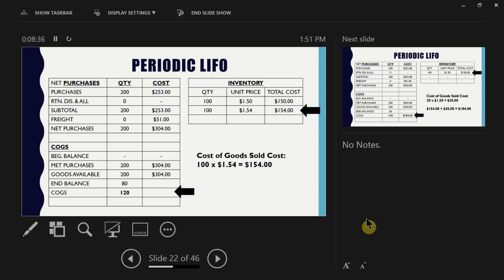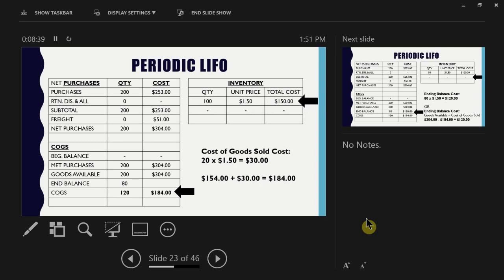Now that I got rid of that last batch, I only have one more batch left. I have to sell 20 of those items, so 20 times $1.50 is going to give me a total of $30. Then I add my $154 plus my $30 to get a grand total of 120 items sold, costing me a total of $184. Remember, the last batch we bought was 100 items at $154 plus the 20 items at $30. Add those two numbers together, you get $184.